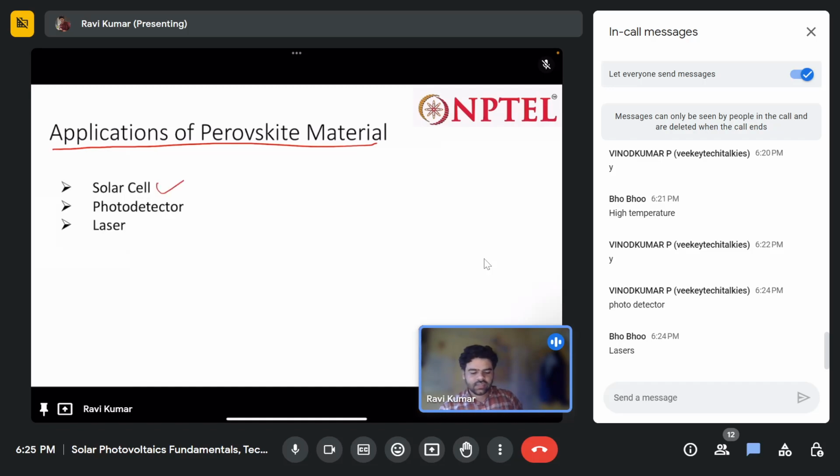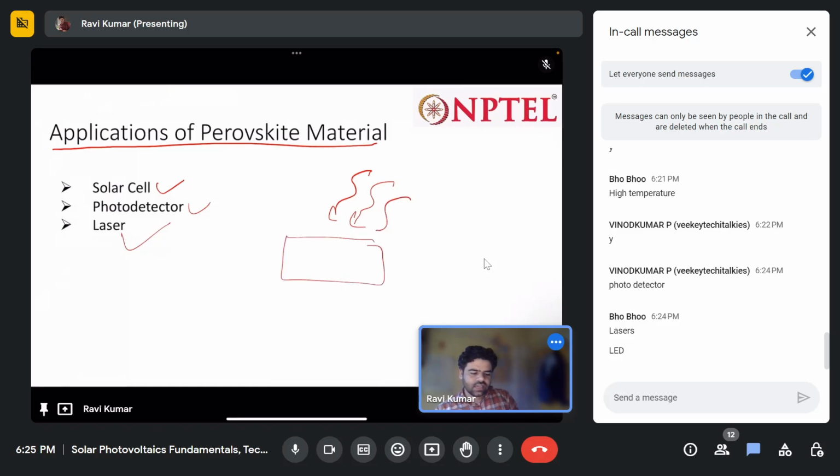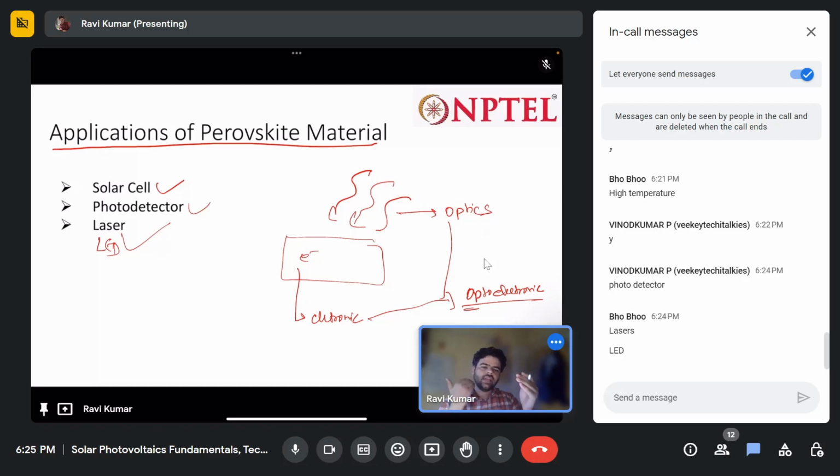And we have solar cell, photodetector, laser. So these are the applications. Optoelectronic means optical properties, like light is giving some charge carriers. Yes, LED as well. And see, this light is optics and this electron is electronic. So all these devices are optoelectronics, meaning they are dealing with light and electronics, or electrons.